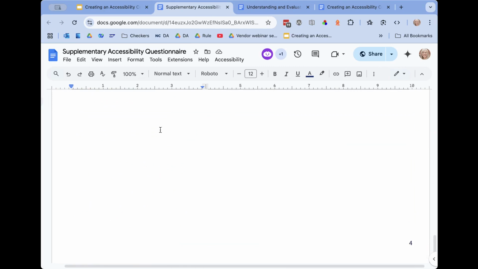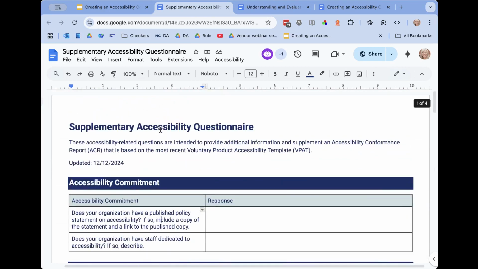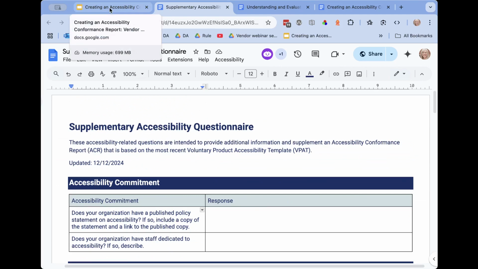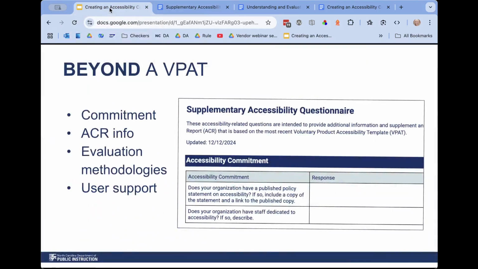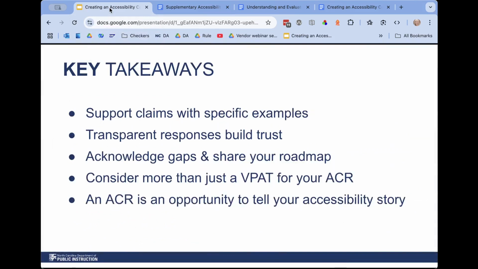So this is just, if you're looking for some other questions to answer to help fully tell the story of accessibility of your solutions and of your company, this might be a helpful tool to answer those questions and include that with your VPAT when you're responding to a solicitation. So here are the key takeaways.